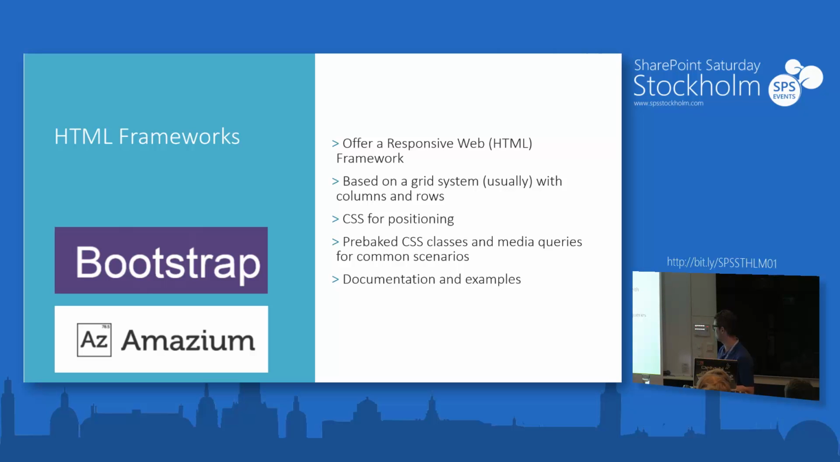They're usually based on a grid system containing columns and rows. They use CSS for positioning and, for the biggest part, media queries to optimize the grid based on your current device resolution and orientation. And they come with a lot of pre-baked CSS classes and media queries for the most common scenarios. So if you have, for instance, a jQuery carousel that you'd like to hide on phones, then these frameworks have simple CSS classes. You put a container around it, add the correct CSS class, and it will be hidden. And because they are community-based, they come with a lot of documentation and examples.